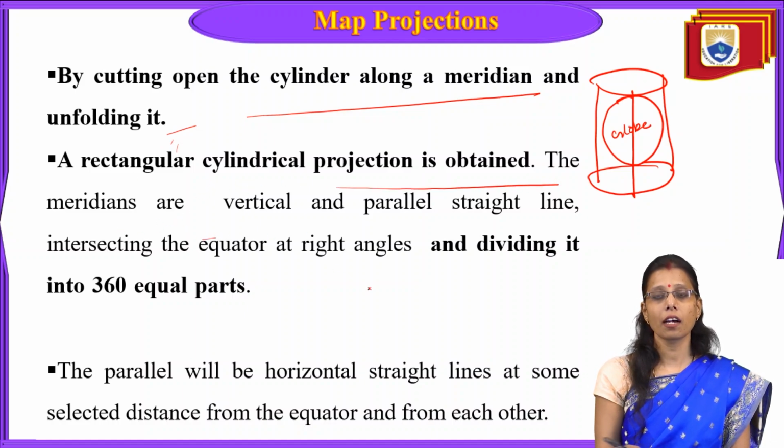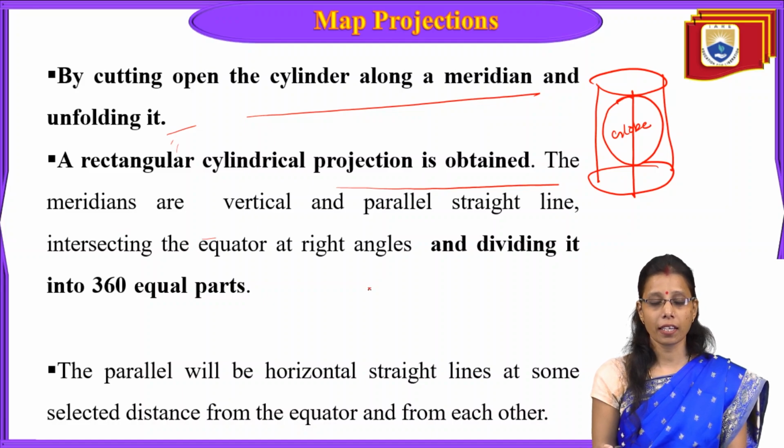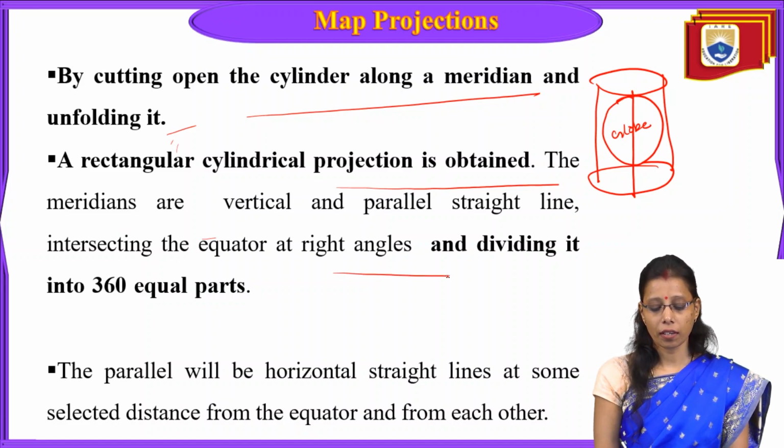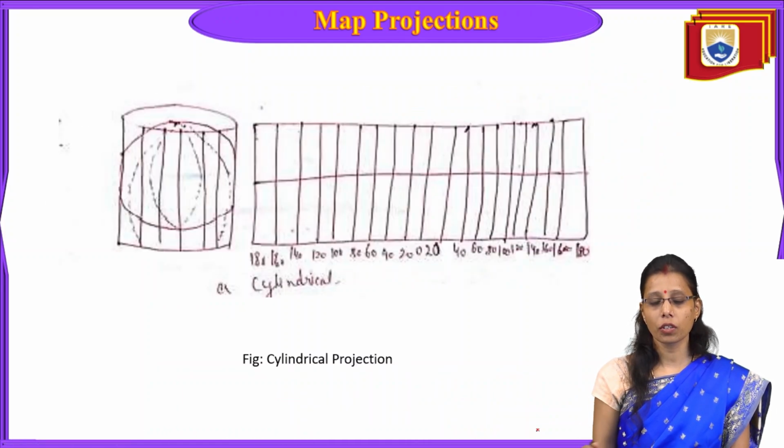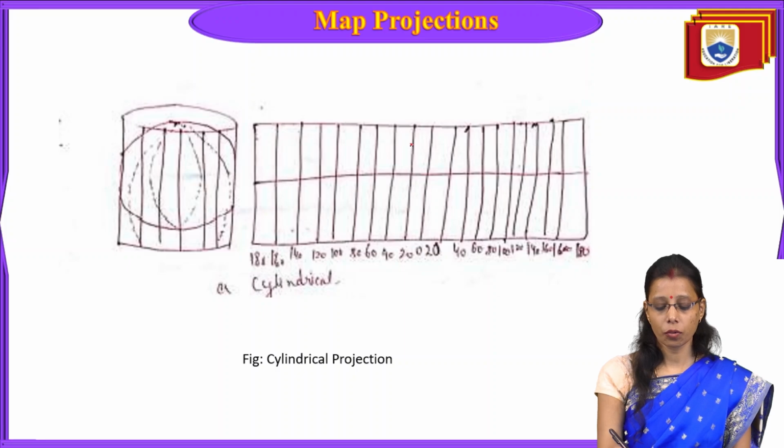So the meridians are vertical and parallel straight lines intersecting the equator at right angles and dividing it into 360 equal parts. The parallels will be horizontal straight lines at some selected distance from the equator and from each other. Now this is how it is represented. So here you have 0 degrees. From the center, if you cut, it will divide into 2.